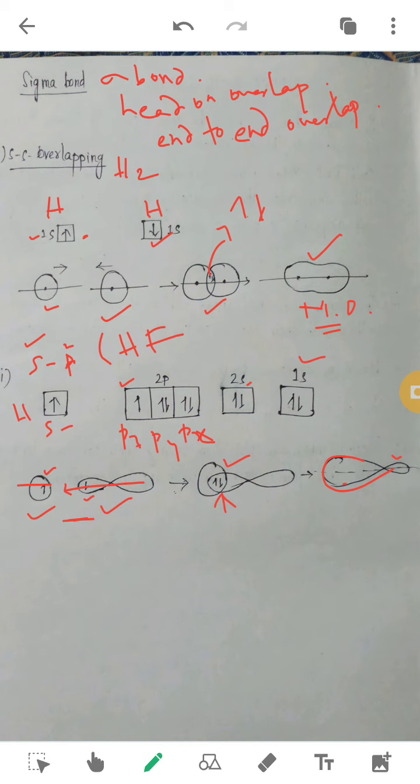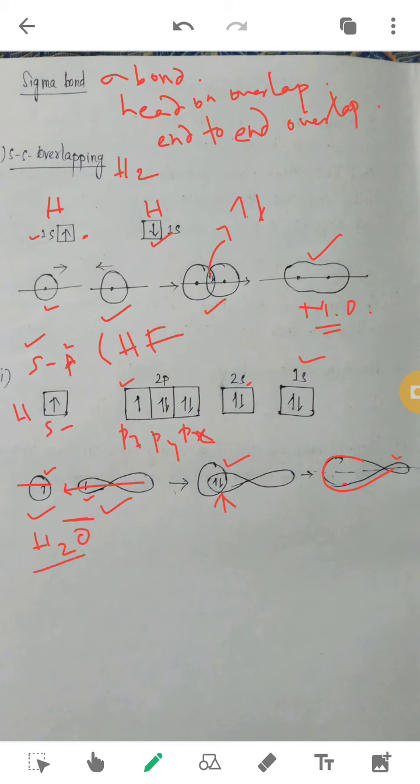In the case of the HF molecule, one s orbital from H and one pz orbital from F come into play, forming a bond, that is a sigma bond. Now there is also bond formation in the water molecule, which I'll tell you in short.